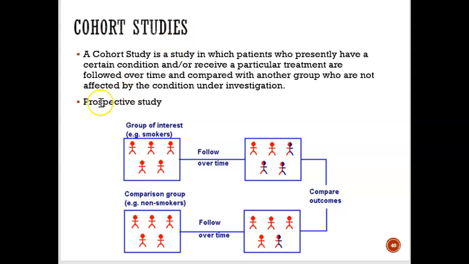A cohort study is also known as a prospective study because you're following them over time. You're going forward in time, you're following them. So after, let's say, 10 years, you follow them and you see that 3 people got lung cancer. After 10 years, you follow these non-smokers and you see that only 1 person got lung cancer. So prospective study means you're going forward in time.